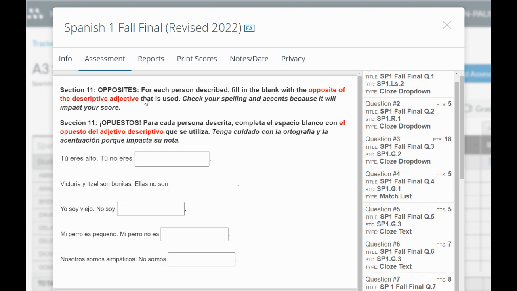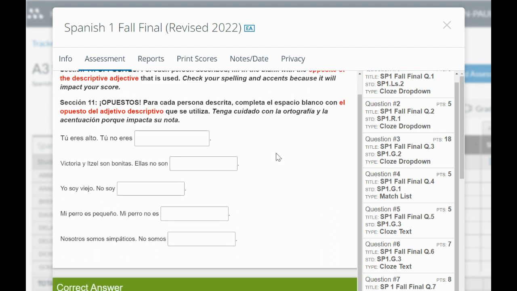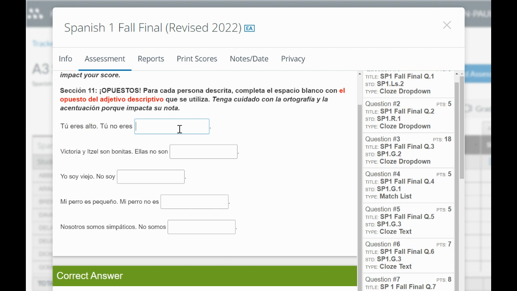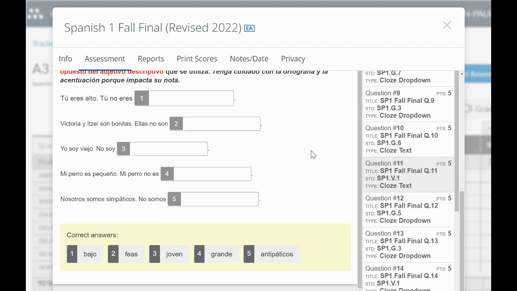Question 11, opposites. For each person described, fill in the blank with the opposite of the descriptive adjective that is used. Check your spelling and accents because it will impact your score. So if you have an alto adjective here, you better have the opposite there. So find the adjective in the sentence, write its opposite. Don't forget to match gender and number.